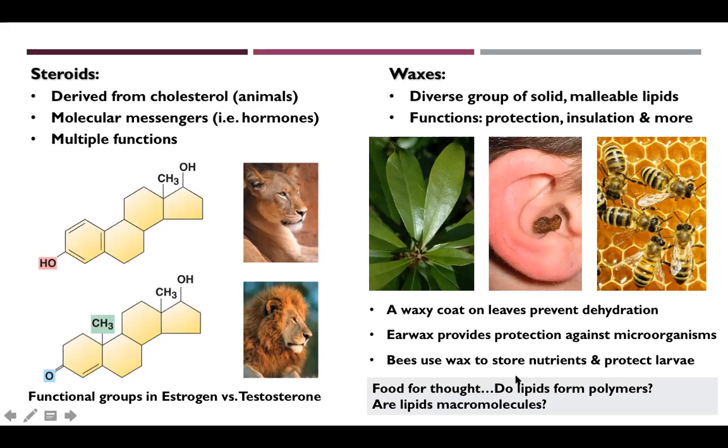So food for thought, we can take this up on Friday, and I kind of answered it, but do lipids form polymers? And are lipids considered macromolecules? So think about that for Friday, and we'll take that up.